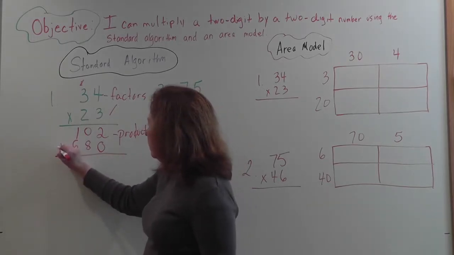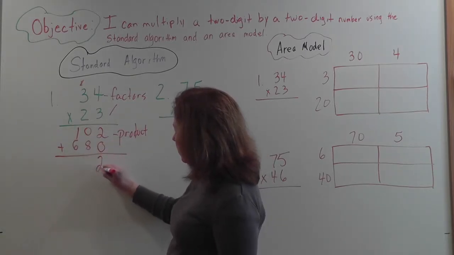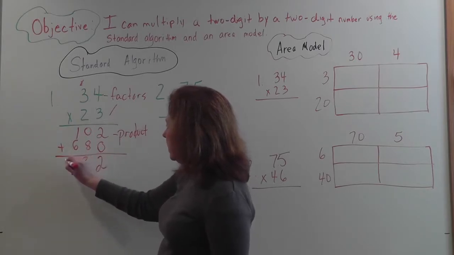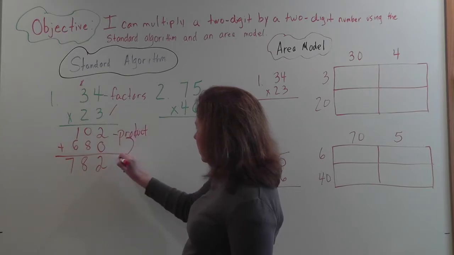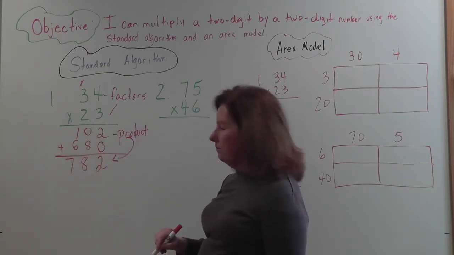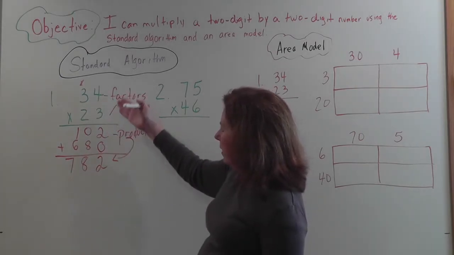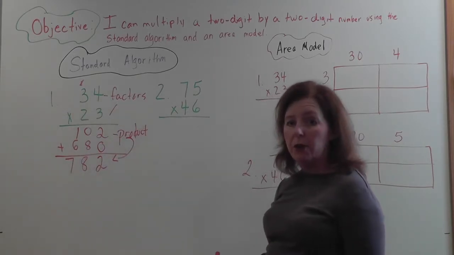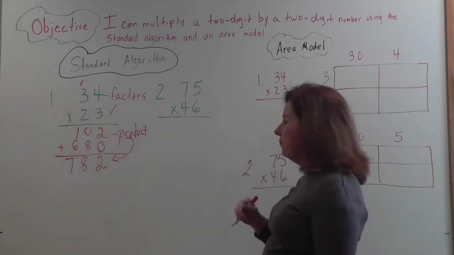Now I'm going to add. 2 plus 0 is 2. 0 plus 8 is 8. 1 plus 6 is 7. Okay? So my product is 782. Okay? So this is the way you multiply a 2-digit by a 2-digit number using the standard algorithm way. Now I'm going to do another one. I'm going to show you another one.